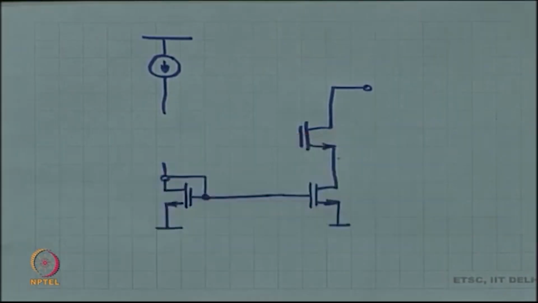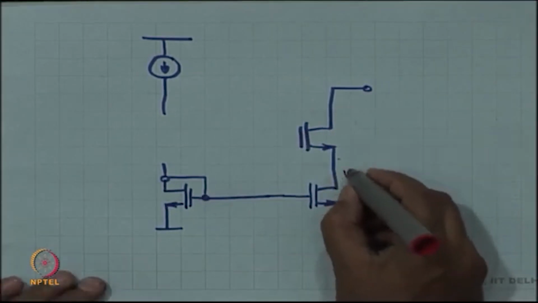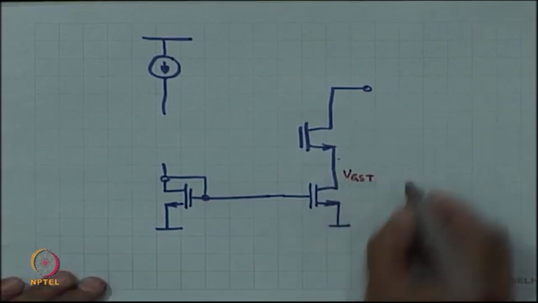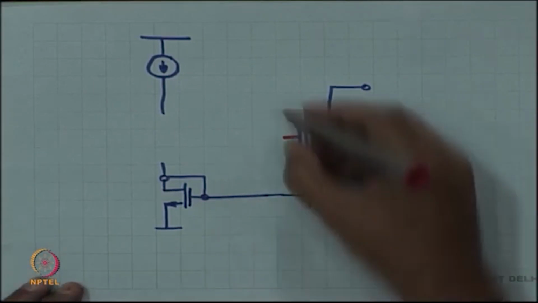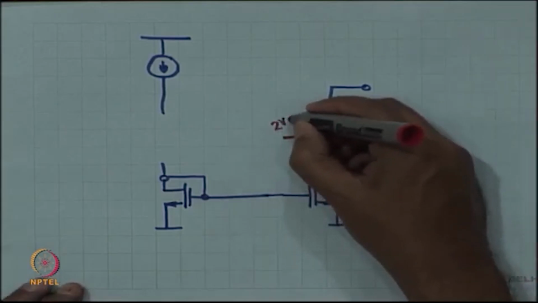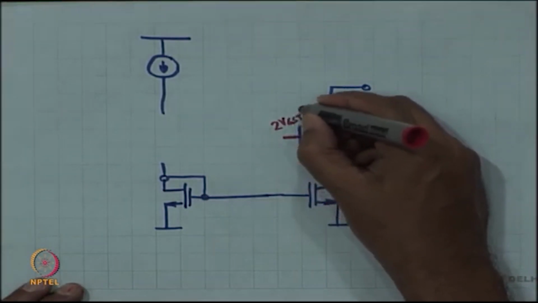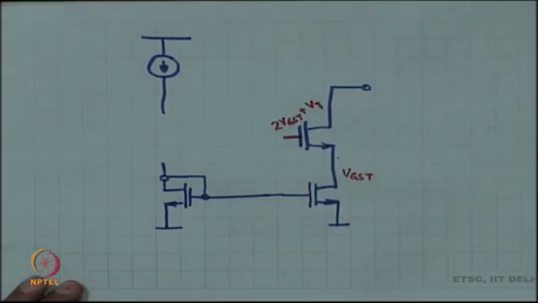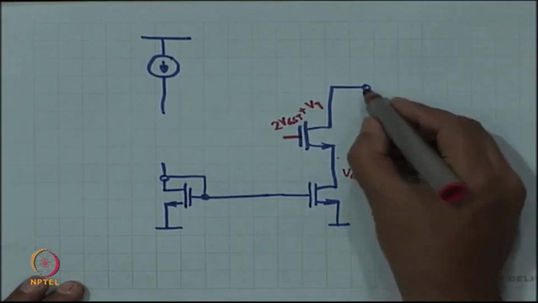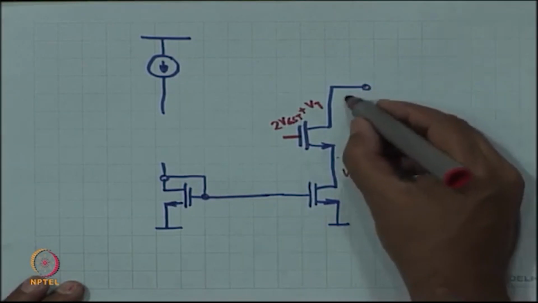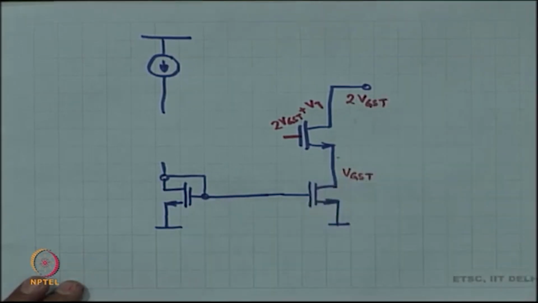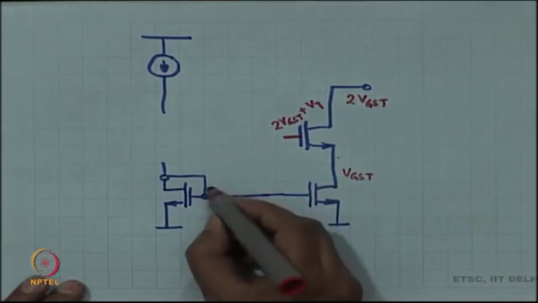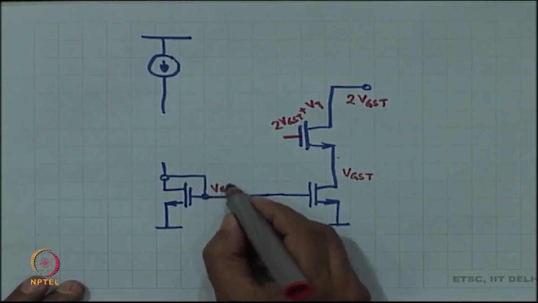All right. And now I have to make sure that this is at VGST, which means that this node is at 2 VGST plus VT, and the lowest this can therefore go to is at 2 VGST. This is what I have to make sure. The voltage here is VGST plus VT.